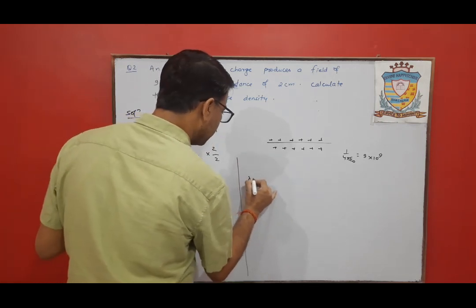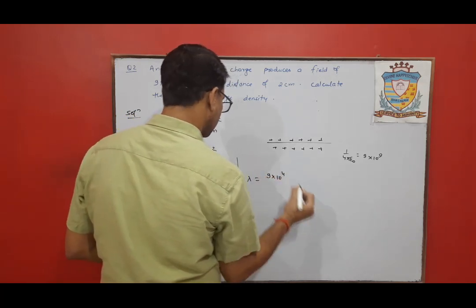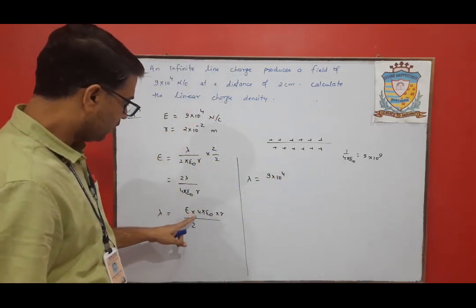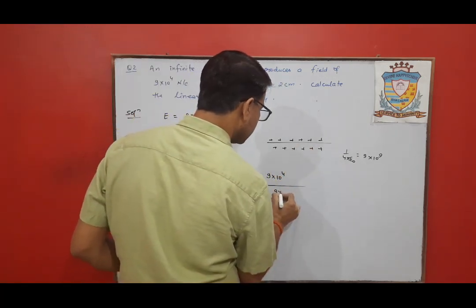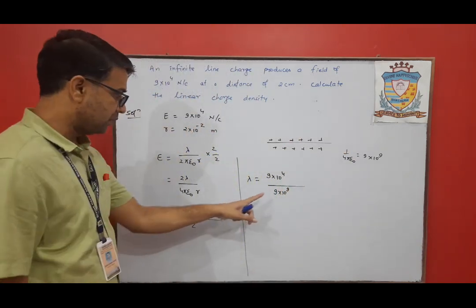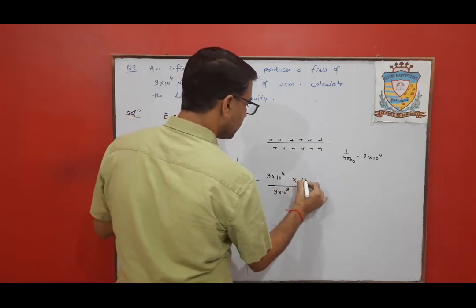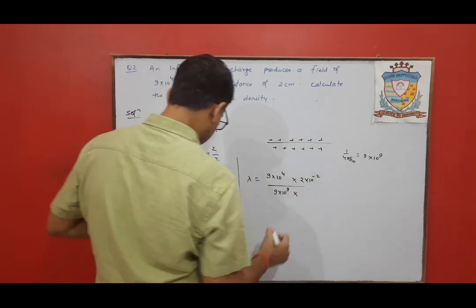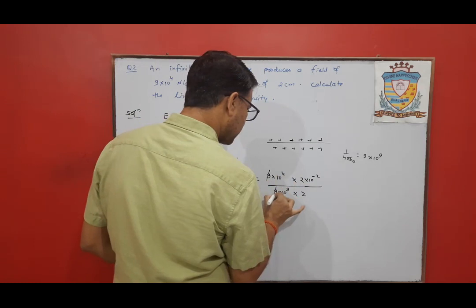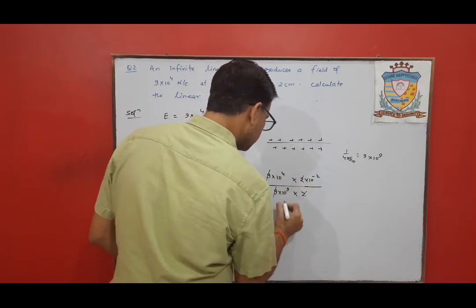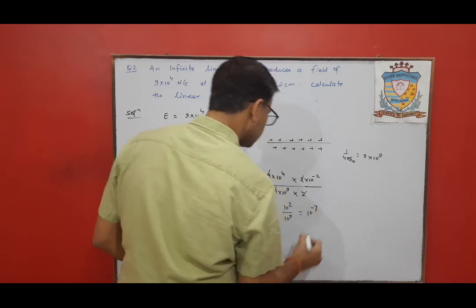Lambda is equal to E, which is 9 into 10 to the power 4, into 4 pi epsilon naught. The value of 1 upon 4 pi epsilon naught is 9 into 10 to the power 9. So here it becomes 9 into 10 to the power 9 into r. The value of r is 2 into 10 to the power minus 2, and here we have 2. So this 9 cancels, 2 cancels, so 10 to the power 2 upon 10 to the power 9, that means 10 to the power minus 7.